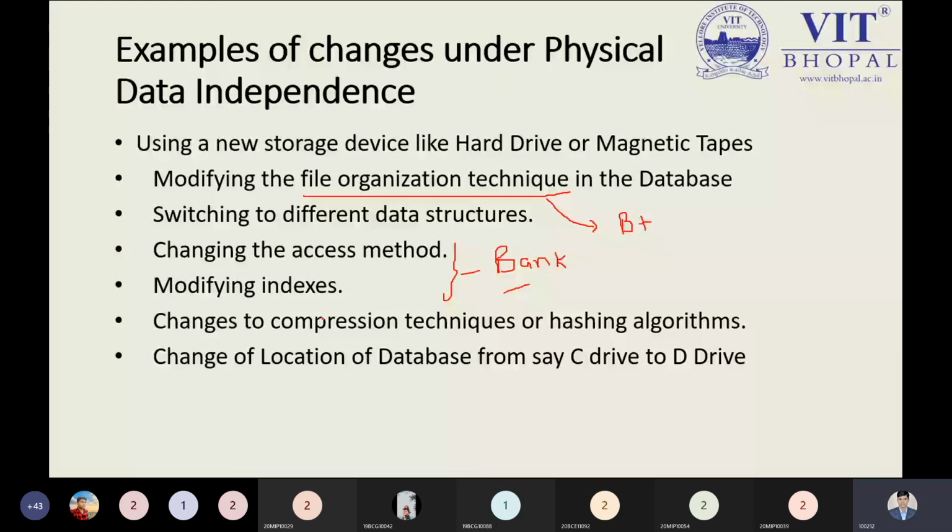Yes, tell me right now. Is this point clear? Physical data independence. So what are the examples? Is it clear right now? Or do you need to ask anything? Yes, sir. Understood. Okay. Yes.